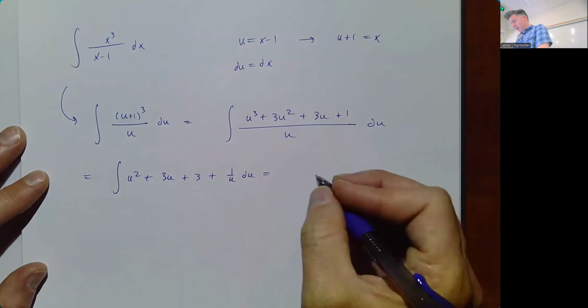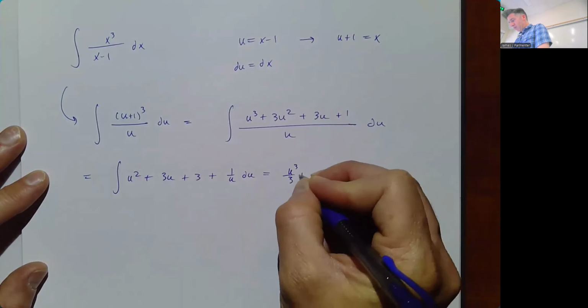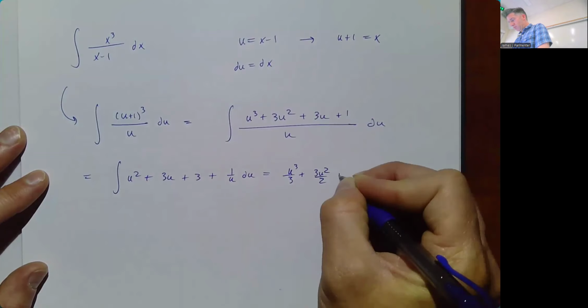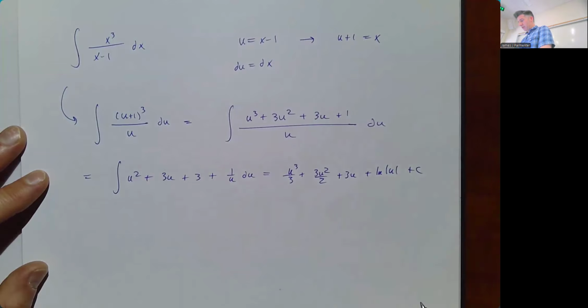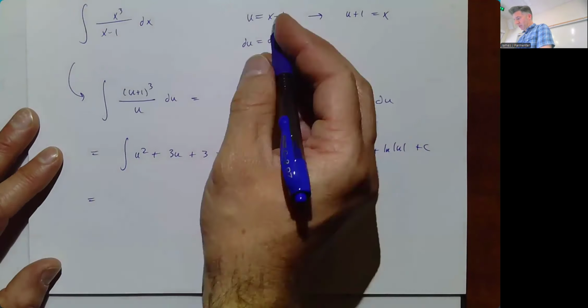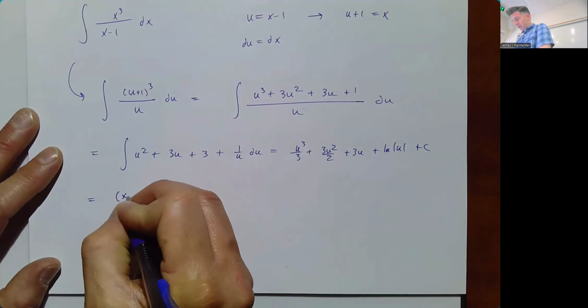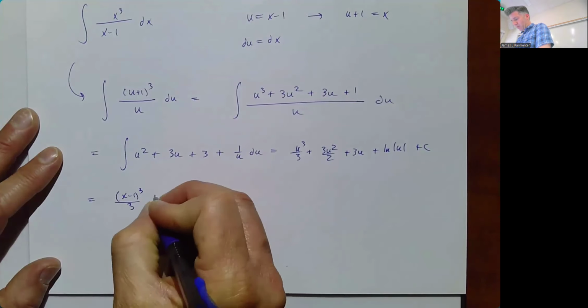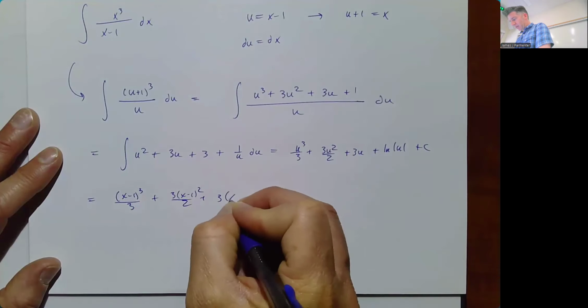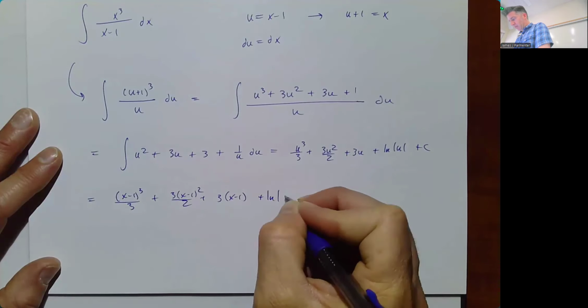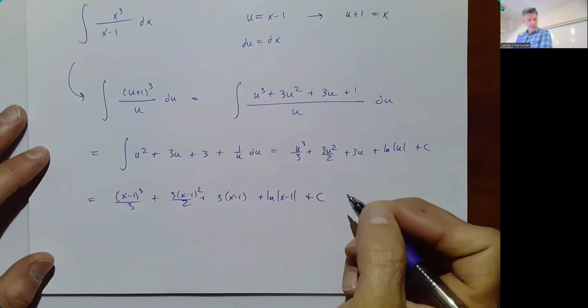And then we integrate and we get u cubed over 3 plus 3u squared over 2 plus 3u plus the natural log of the absolute value of u, plus c. And then we plug back in that u is equal to x minus 1. And we get (x minus 1) cubed over 3 plus 3(x minus 1) squared over 2 plus 3 times (x minus 1) plus the natural log of the absolute value of x minus 1 plus c.